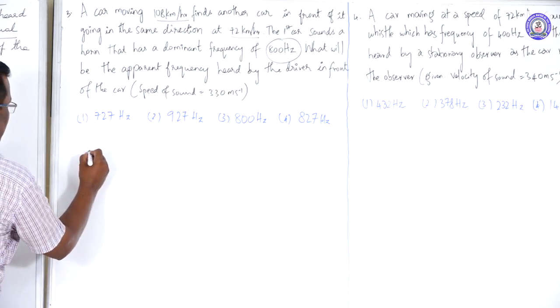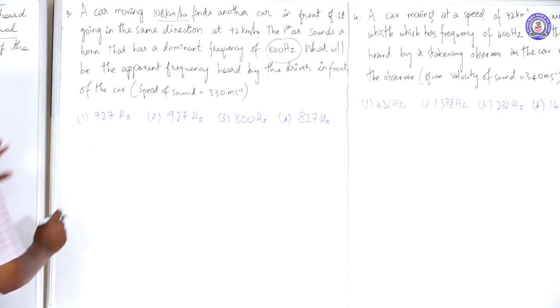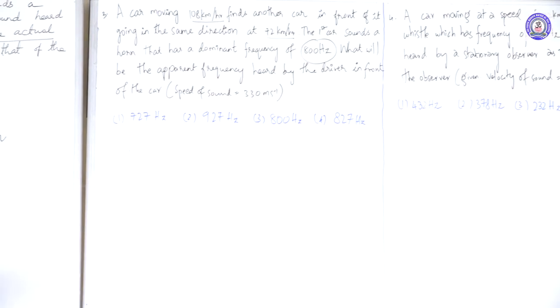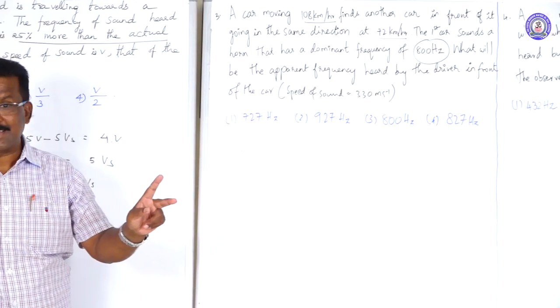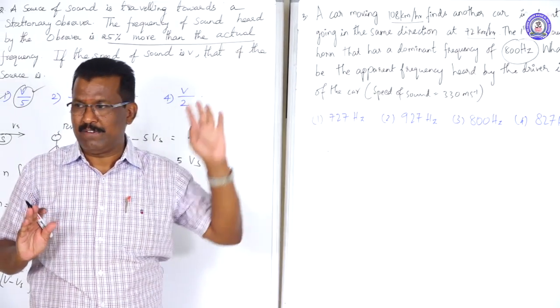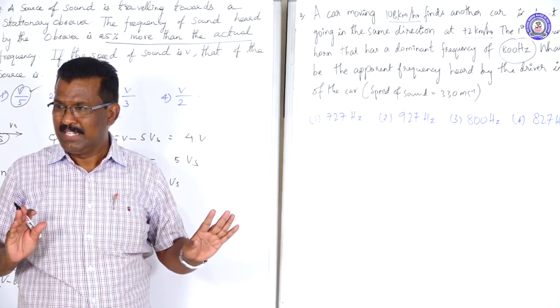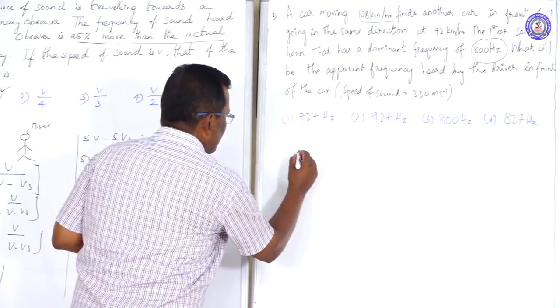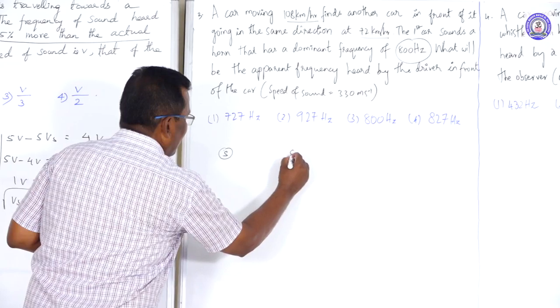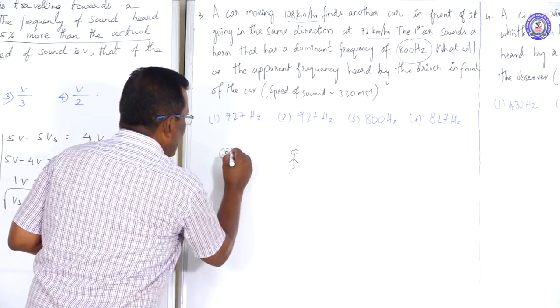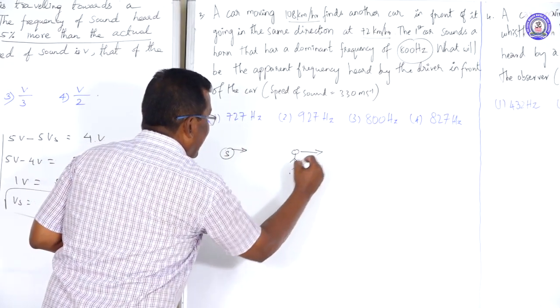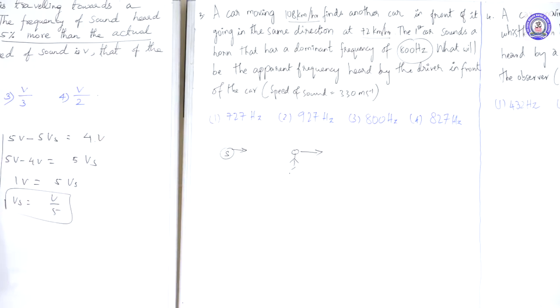See, in this question, you should find out which one is the source and which one is the observer. Both cars are moving. The first car is the source, and the second car is the observer. Both are moving in the same direction.